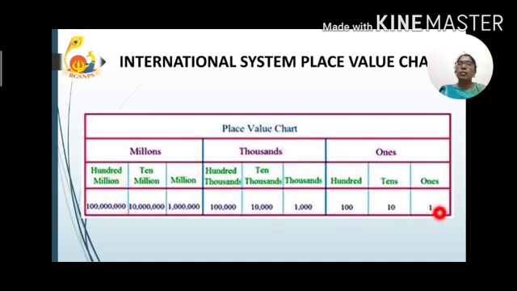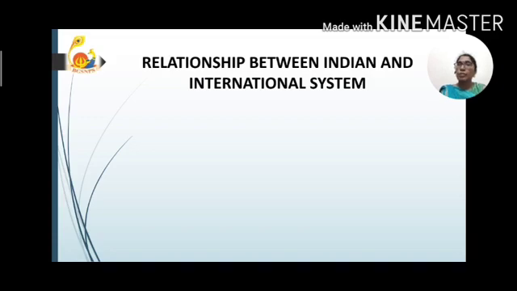Okay, here the number of zeros. Here also if you observe, when you move from right hand side to left hand side, its value increases 10 times, children. When you move from left hand side to right hand side, its value decreases. When compared to the Indian system, here the number of zeros will be the same, but only the names of the places change. Now let us see in more detail the relationship between the Indian system and the international system.